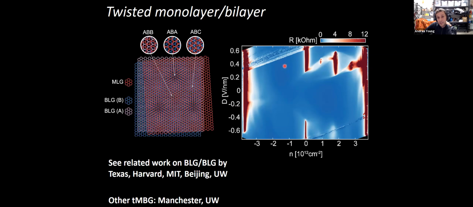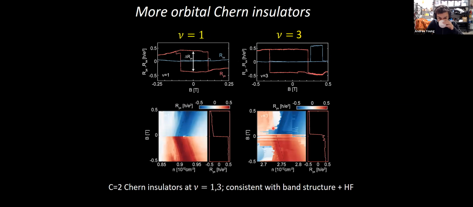And you can see that for certain choices of the displacement field, you can have a gap, a high resistivity state at charge neutrality, also at 4 electrons per unit cell. And then you can have what look like correlated insulators at 1, 2, and 3 electrons per unit cell. And I should point out this is somewhat related to double bilayer graphene, which was studied relatively extensively recently. And there are 2 other papers that appeared around the same time from Manchester and University of Washington on this type of system that also find similar results in terms of this basic phase diagram.